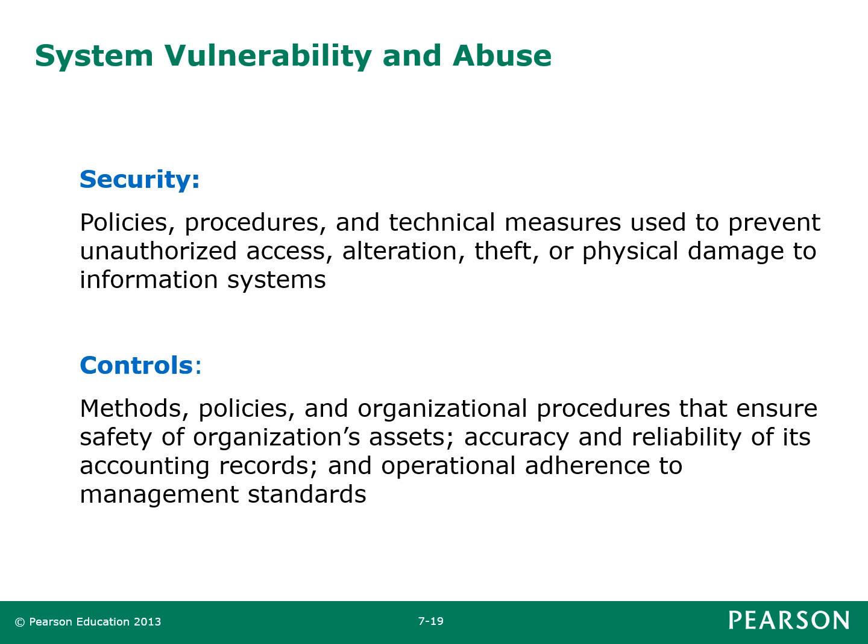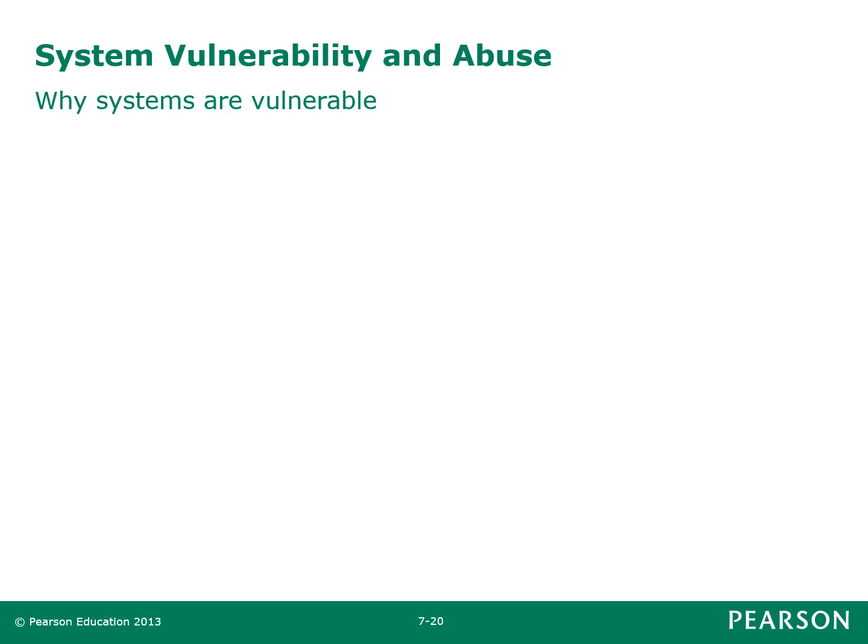First, we try to understand the terms security and controls. Security is regarding the design and implementation of policies, procedures, and technical measures that are used to protect information systems, while control is measuring and ensuring the efficiency and compliance of security to management standards. System vulnerability and abuse: why are systems vulnerable? To understand this, we have here a list that summarizes all sources of potential threats, and it is organized in 6 categories. They are all related to information systems components and their environments.